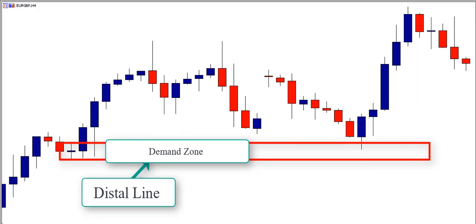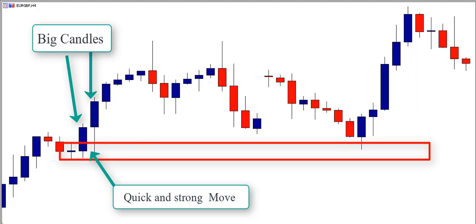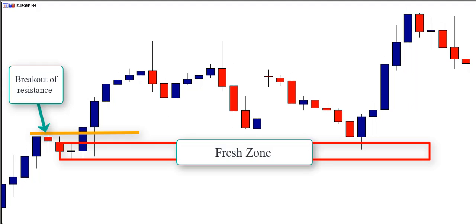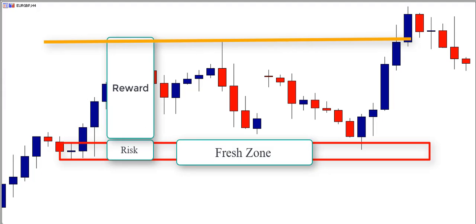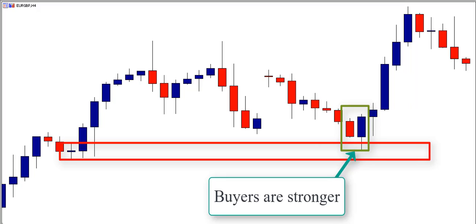As you can see, the zone is quick and strong. The candles are big. The previous resistance is broken. This zone is fresh and the risk to reward ratio is good. So when the market retraced back to test this zone, prices formed a nice engulfing bar pattern. The formation of this candlestick pattern indicates that buyers are stronger than sellers, and they are likely to dominate the next move up.